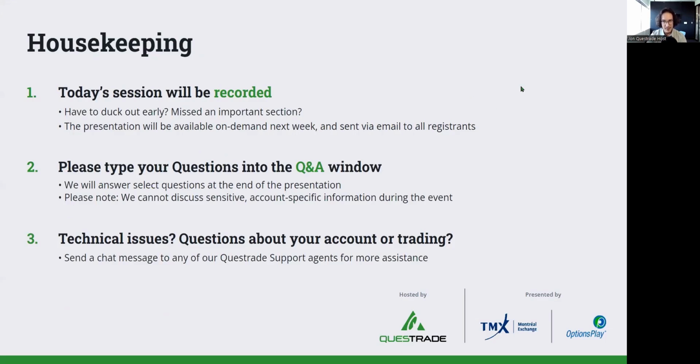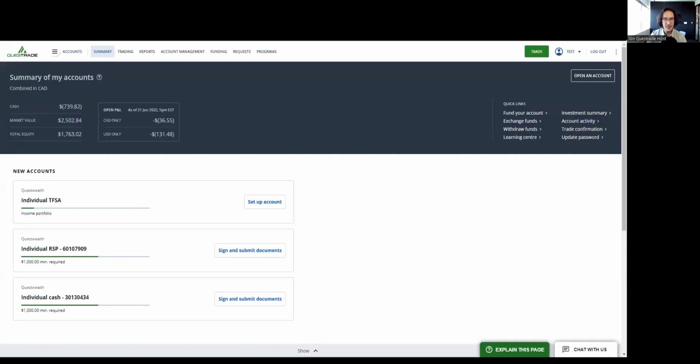Now, before we get started with today's presentation, I'm going to take a minute or two to show everyone how you can enable options trading in your own Questrade account. When you first set up an account with Questrade, you're asked if you're interested in trading options. If you choose yes during setup, your account is automatically enabled for level 1 options trading.